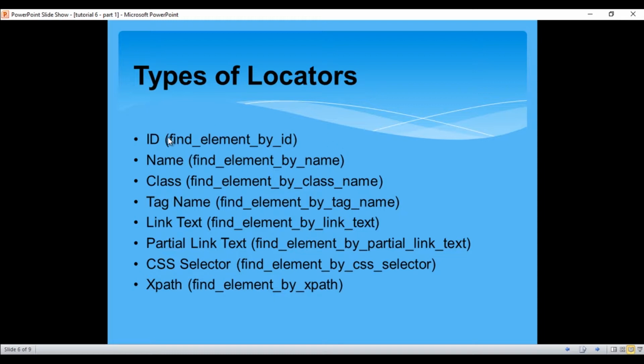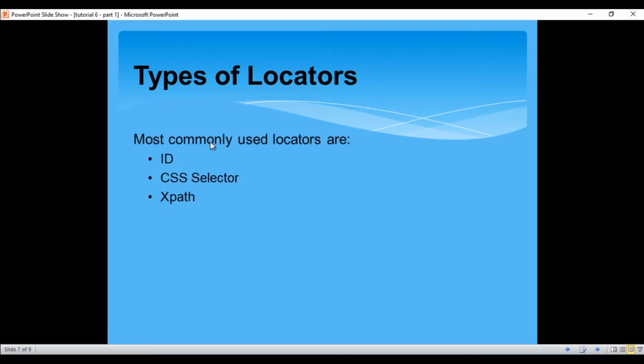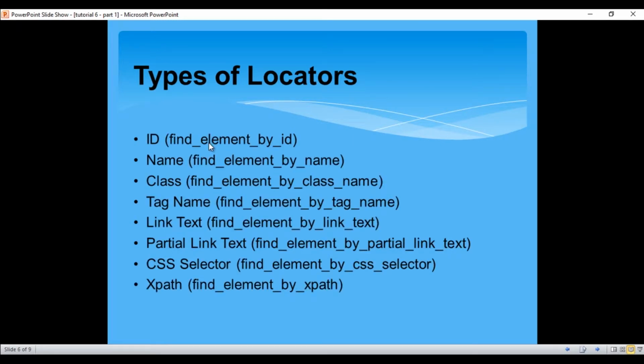Here you are seeing find_element_by_id. This is a method provided by Python, and we will use this one to get the element. Likewise, find_element_by_name is used for the name, and find_element_by_class_name, find_element_by_tag_name. All these are methods provided by Python, and we will use these to locate elements, and we will use this one in our script.